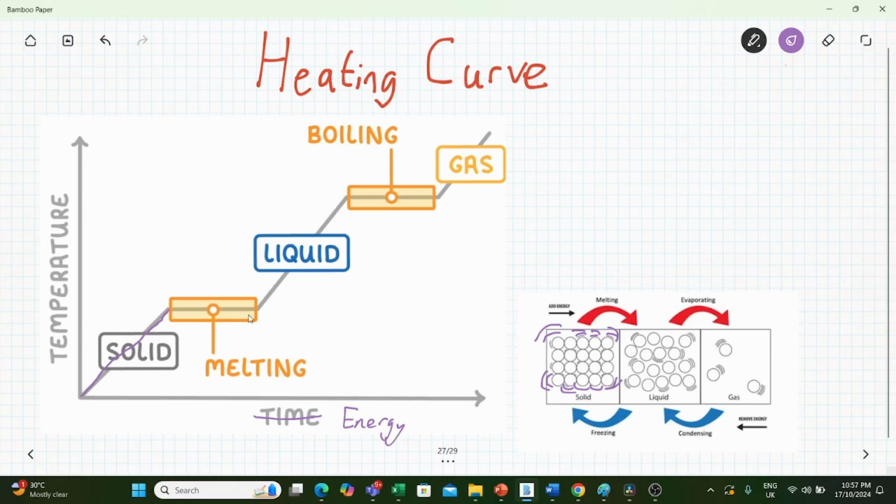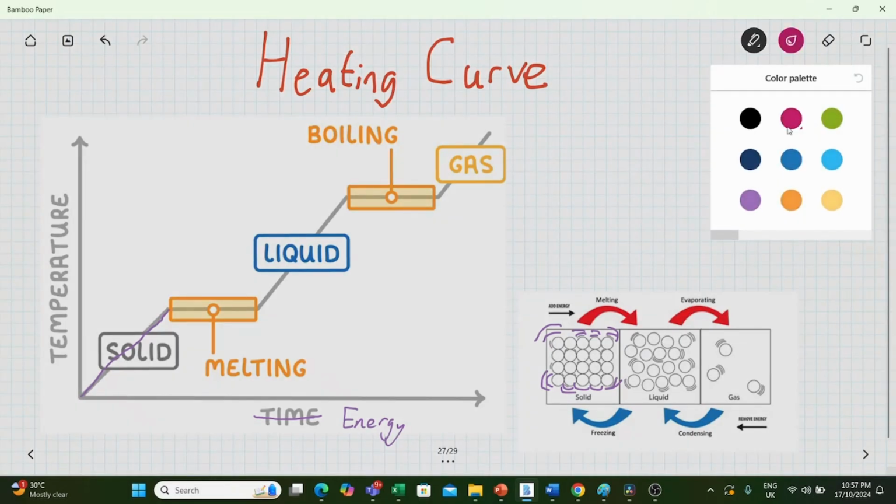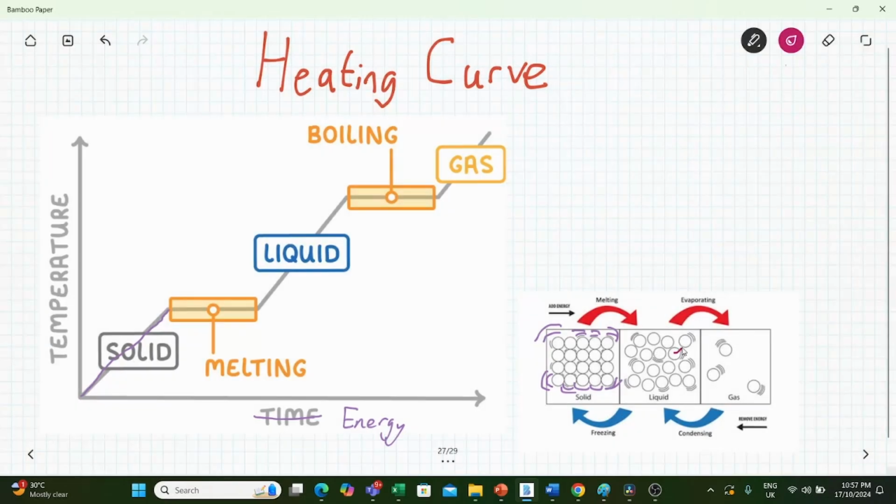This first bit over here is the melting point. So how come the temperature doesn't rise during the melting point? As you can see, it's completely flat. It's not going higher, it's not going lower, it's just staying the same. Well, the reason for that is instead of the energy being used to make the particles go faster, the energy now is being used to make the particles get further apart. So these things are further apart than they were in the solid.